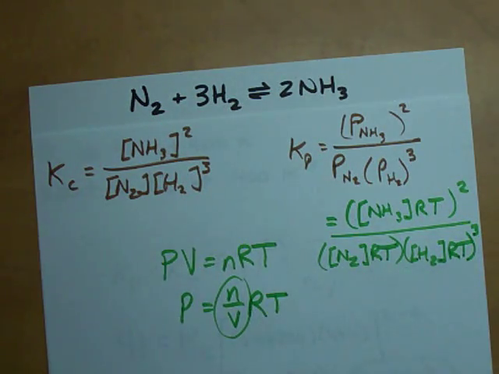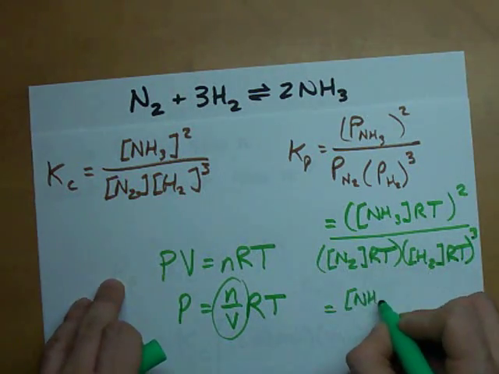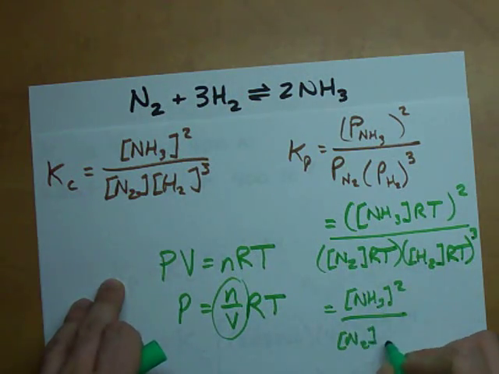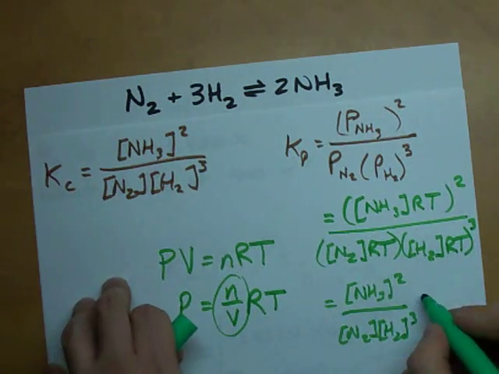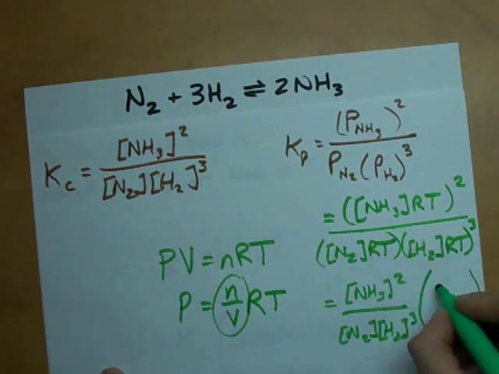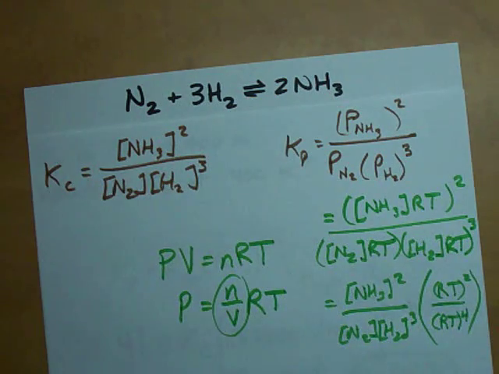Let me factor this out for you too. I'm going to factor out all my concentrations. I get my NH3 squared come out. I get my N2 coming out. And I get my H2 cubed coming out. But what am I left with? I'm left with RT squared on top and RT to the 4 on the bottom. Oh, take a look. That right there is RT to the -2.